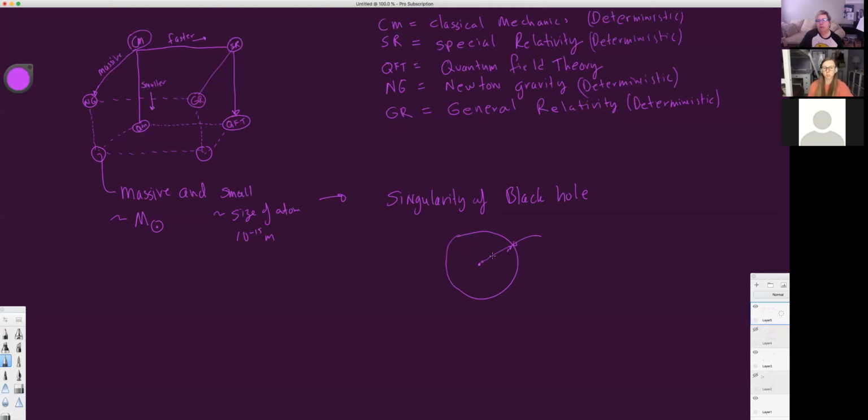Now, we don't know for sure what happens here at the singularity because we don't know this. Okay, this massive and small, we don't know. We don't know what happens. So that's kind of a big blank in what we know, and a lot of people are trying to work on it, and trying to figure out how do you marry general relativity, quantum mechanics, all these things together, right? Does that make sense?